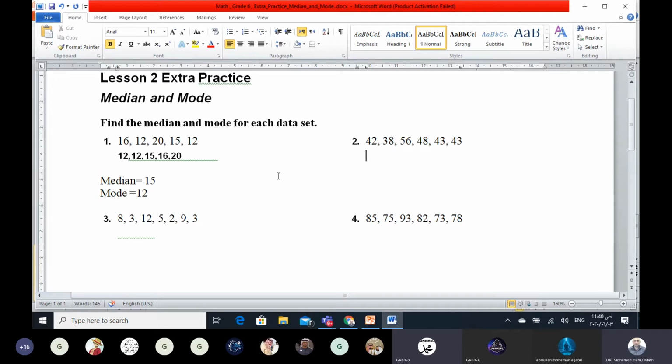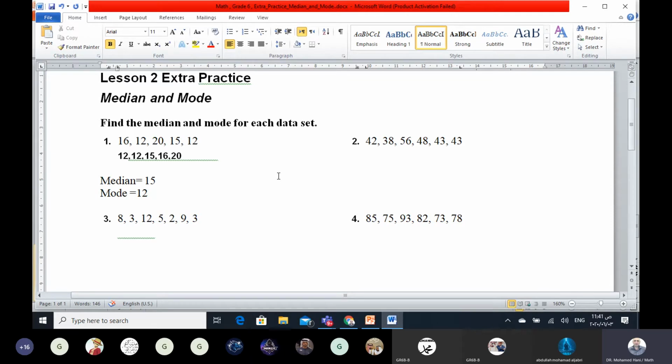Mister, I found it. Tell me. The mode is 43, and the median is 43. Okay, Khalfan, thank you. Great. Yes. The mode is 43 and the median is 43. What's your name? Abdurrahman. Okay, the median is 43.